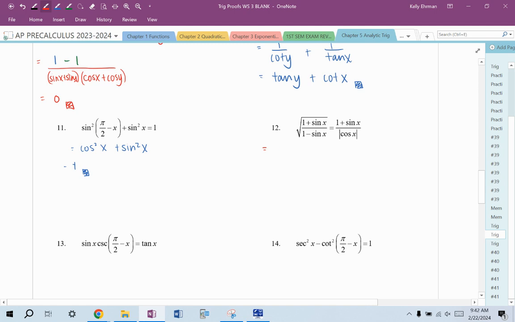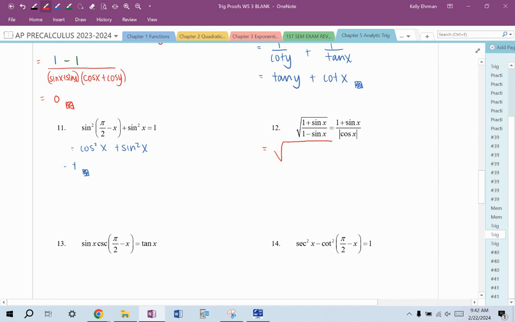Now, one plus sine, one minus sine, neither of those are trig identities I talked about in class today. One minus sine x is not cosine x because this is not a Pythagorean identity. So what do we need to do? Well, you really need to use the right side as a hint here.